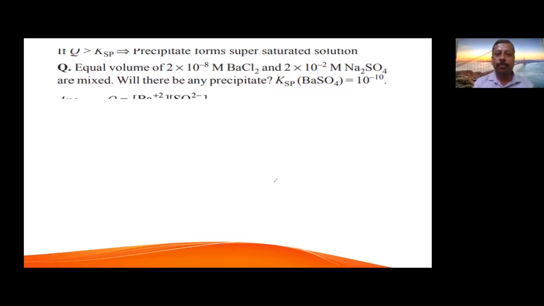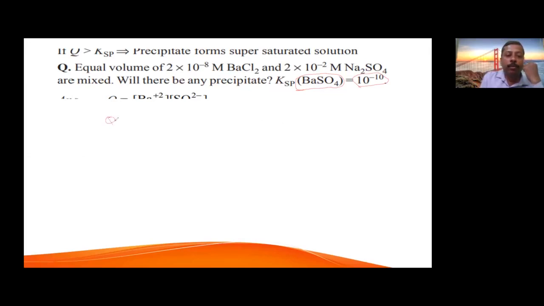Equal volumes of 2 into 10 to the power of minus 8 molarity BaCl2 and 2 into 10 to the power of minus 2 molarity Na2SO4 are mixed. Is any precipitate formed? If Ksp of BaSO4 is given, there is a chance of precipitation of BaSO4 only. When our QSP or Q is greater than this, there will be precipitate. Otherwise, there won't be any precipitate. Is the question understood?